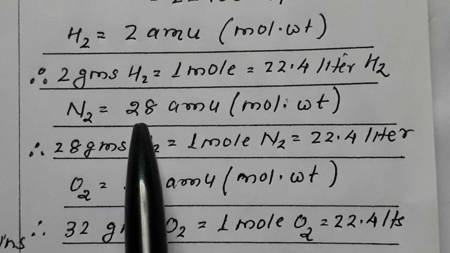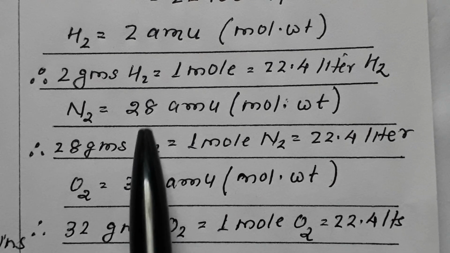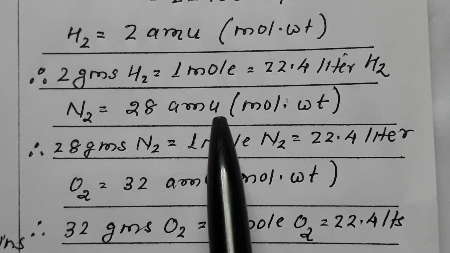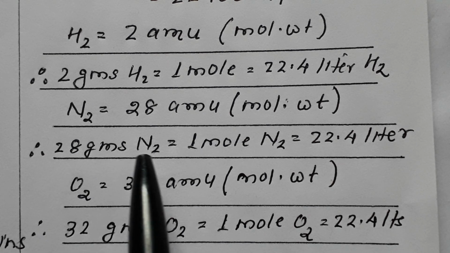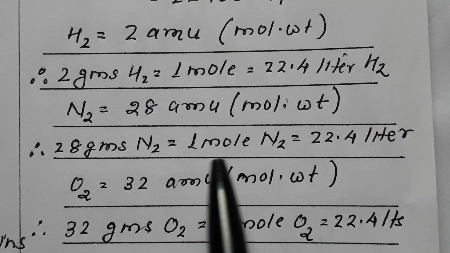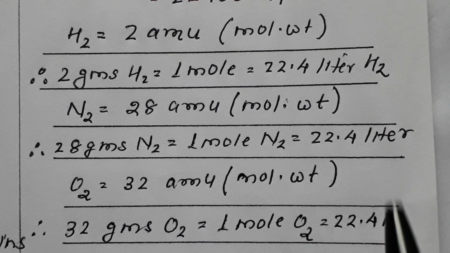For nitrogen, the molecular mass is 28 AMU. This is the molecular weight in AMU. If it is expressed in gram, it will be termed gram molecular mass. So 28 grams nitrogen will be termed as 1 mole nitrogen, and its volume would be 22.4 liter at NTP.